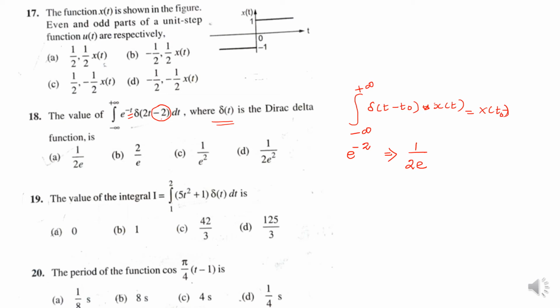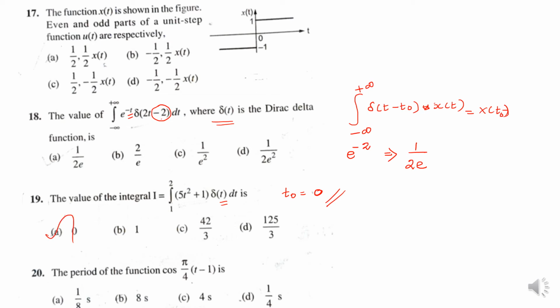And next, the value of the integral I is equal to the integral from 1 to 2 of 5t square plus 1 del of t. So here what about t naught? T naught equal to 0. And what about the answer? Here there is no function in the range. The answer may be 0.